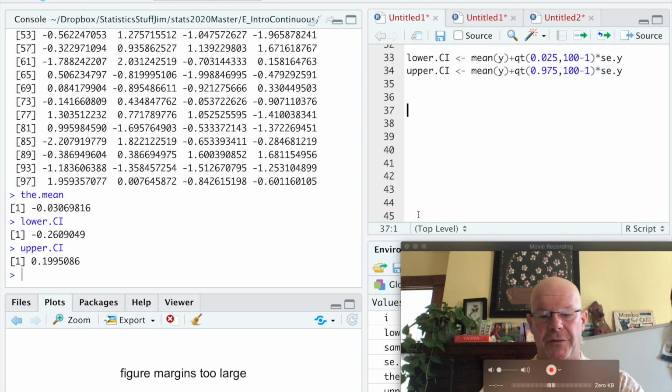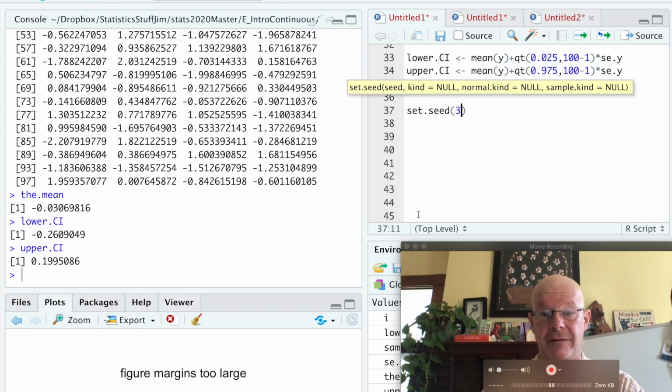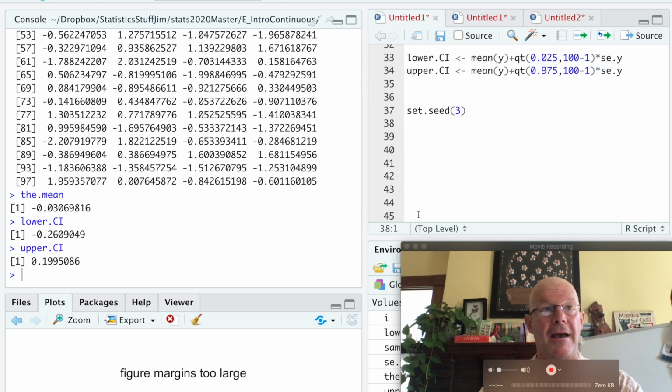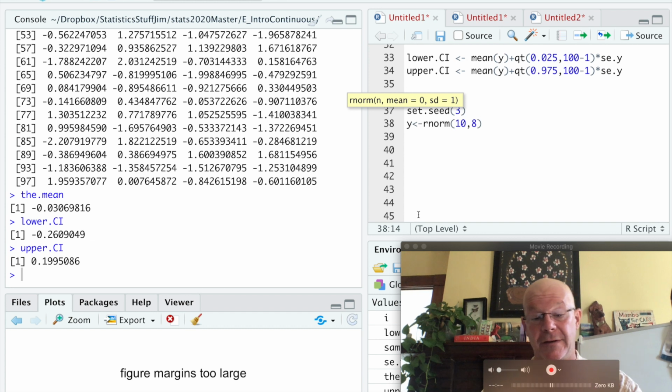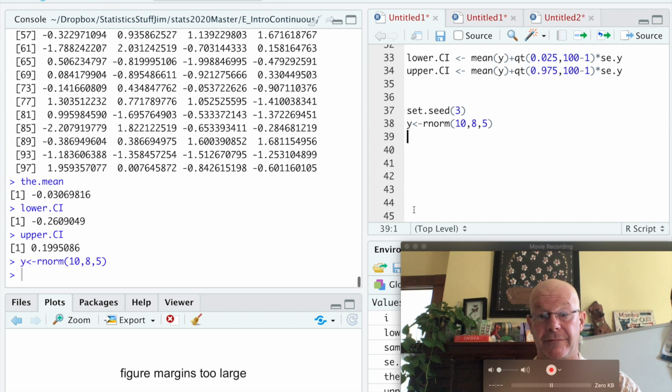And so let's do another pretend example, and let's make the data not centered around 0 and not a standard normal. So I'm going to set the seed again. This time I'll set it for 3. Why not? And then I'm going to take, from a normal distribution, a sample of, let's say, 10, where the mean is 8 and the standard deviation is 5. And so now I have all of these samples.